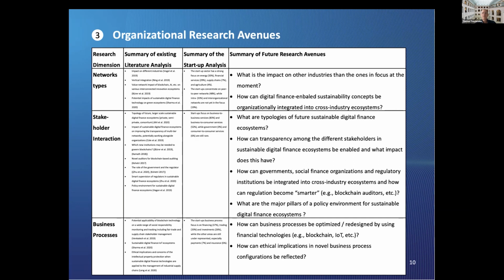In the business process field, how can processes be optimized by using those technologies, like increasing transparency, and how can ethical implications also be reflected? Think of social dimensions and so on.